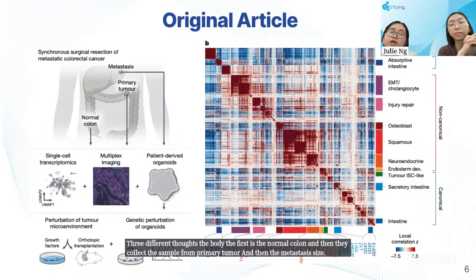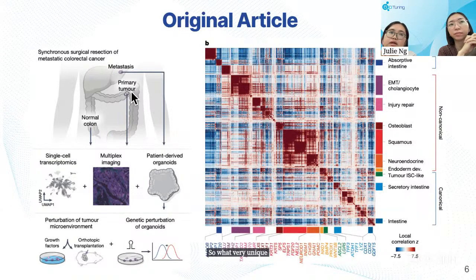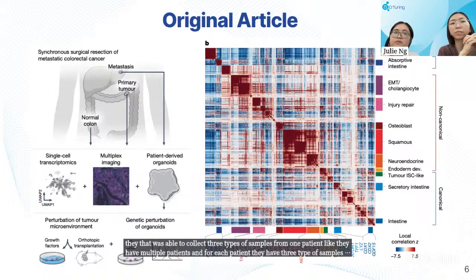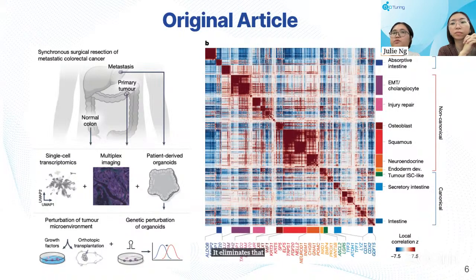What is very unique about this paper is that the authors were able to collect 3 types of samples from one patient. They have multiple patients, and for each patient, they have 3 types of samples. So it eliminates that kind of different sample effect.